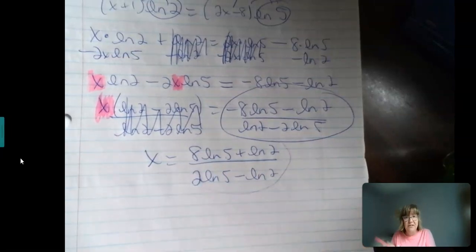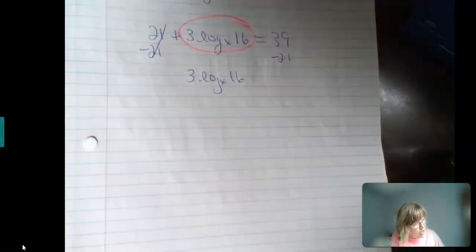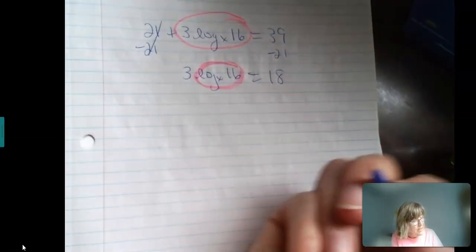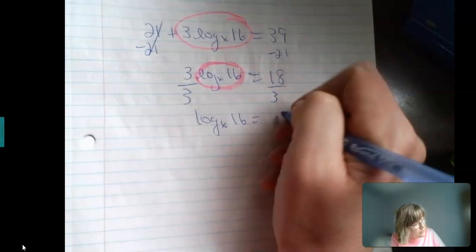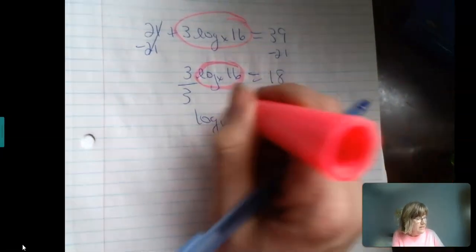All right, I'm going to pause and write the next one with more space. Okay, before you do anything, isolate your function. So again, isolate it, doing inverses to isolate. That's what we always do. And our log function is just this part right there. So what do I get there? Oh boy, 18. Okay. And then divide by 3 to isolate the function. Log base x of 16 equals what? 6. Okay. I finally isolated my function.